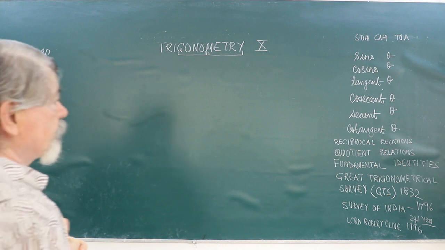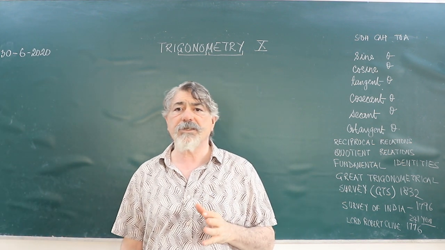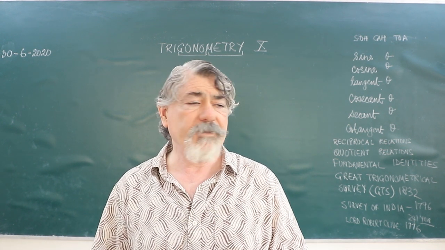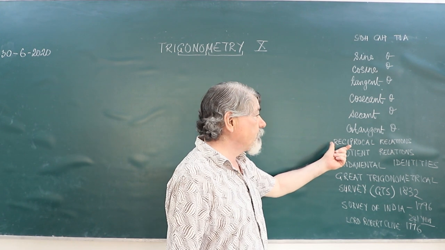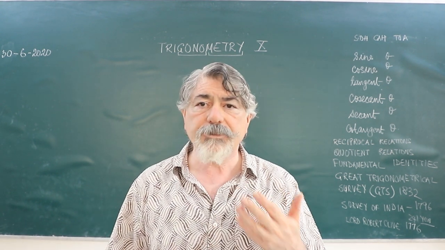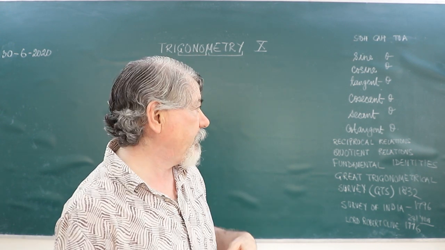Now let's continue further into this chapter. After discussing all the 6 trigonometric ratios, or T ratios as we would call them, now we are going to discuss the reciprocal relations, which I have already spoken about, but let's talk about it again.